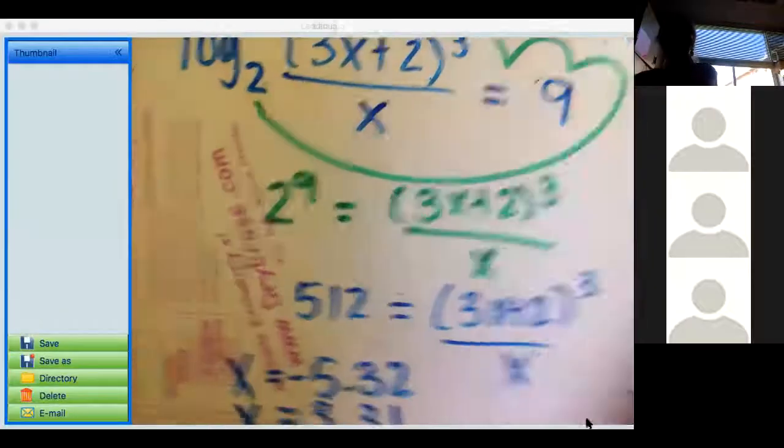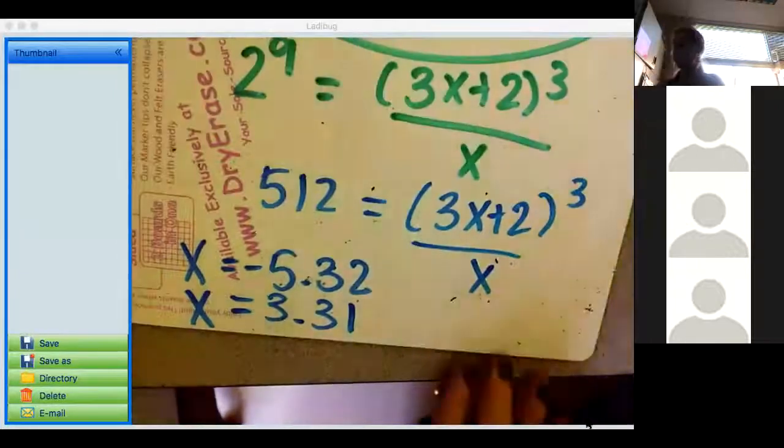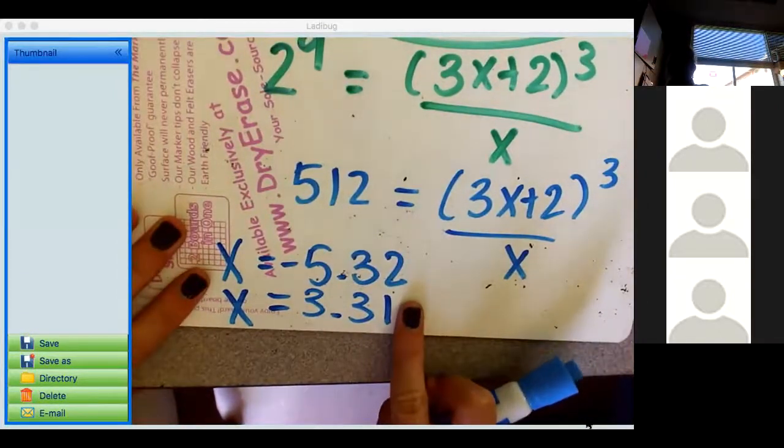What you need to know for this unit, switch back. I'm so proud of myself for doing pretty daggone good off my medicine. Is these are my two x-intercepts.